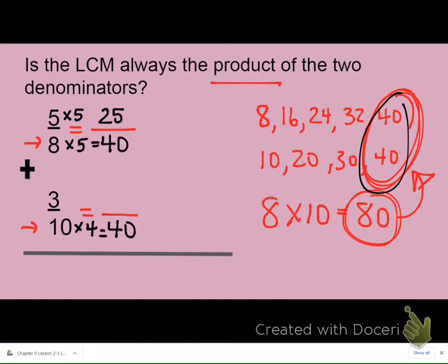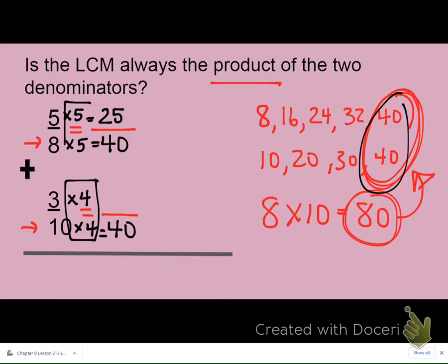Oops, I forgot to put the equal signs up here. So I have to do the same thing. Am I multiplying this by 4 or 5? No, I'm multiplying this by 4. 3 times 4. These will always be the same. Whatever you multiply at the top, you're going to multiply the bottom, and vice versa. So 3 times 4 is equal to 12.